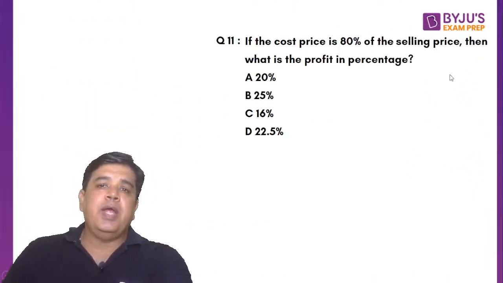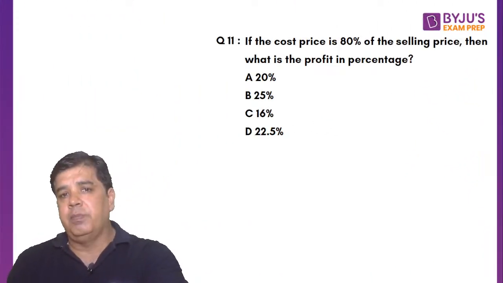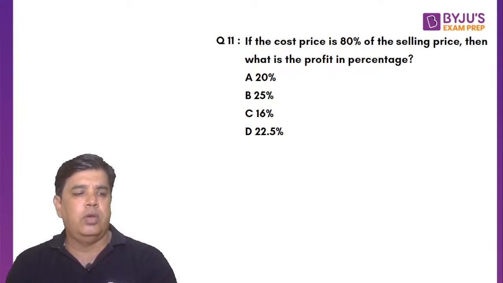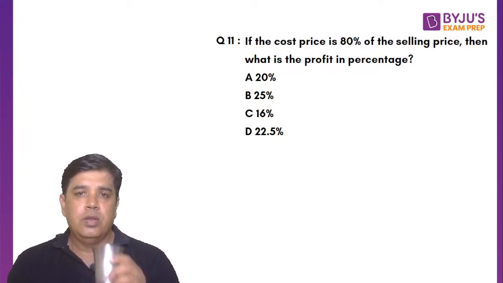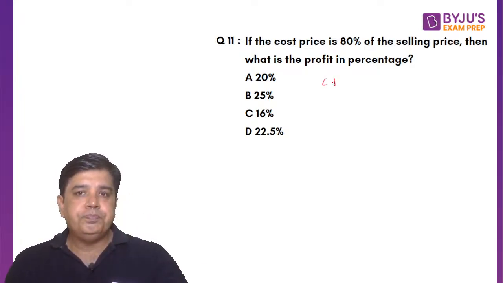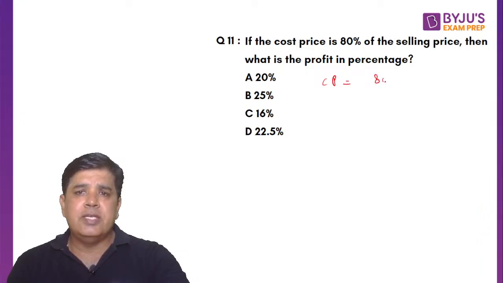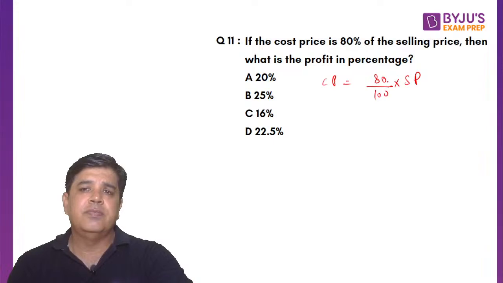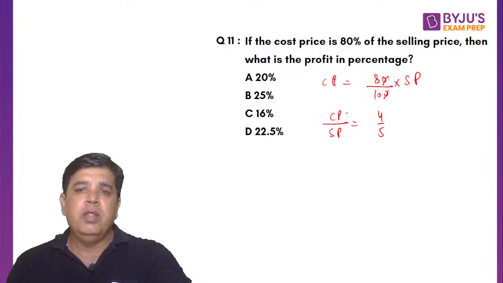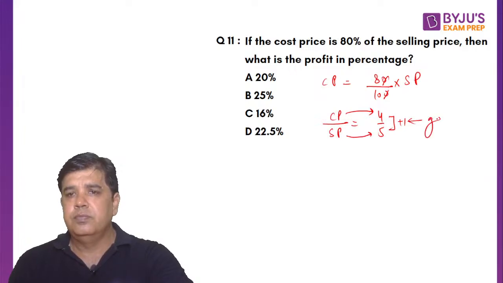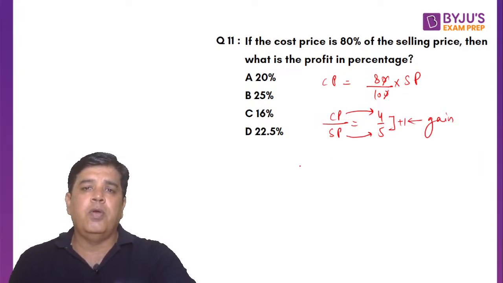If the cost price is 80% of the selling price, this I think is exactly from your previous year paper, right? Cost price is 80% of selling price. So CP over SP is 4 by 5. It means when CP is 4, SP is 5, gain is 1 unit. Gain is 1 unit. What is the profit percent?